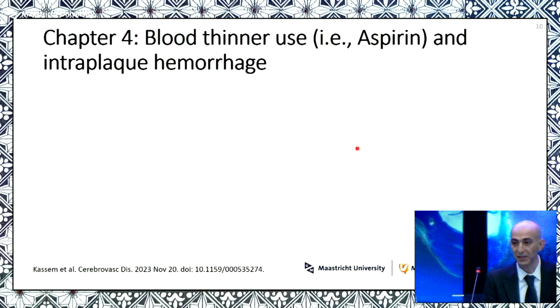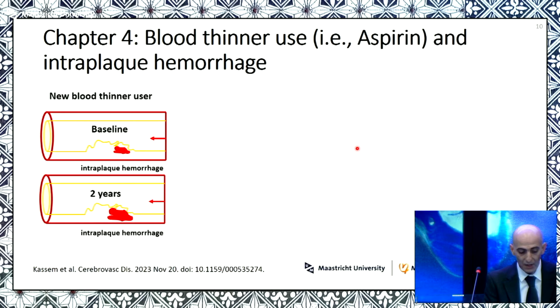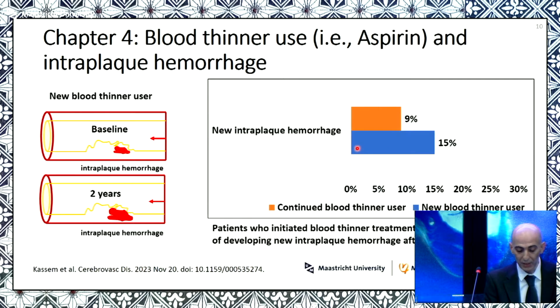In chapter 4, I did the same, but this time with the blood thinner, as I said, aspirin. Also, I did this relationship over time, after 2 years follow-up. What we showed actually is that although there is an increased number of new intraplaque hemorrhage in patients who started using antiplatelet, it's not a significant difference with the patients who continued using antiplatelet during the 2 years follow-up.